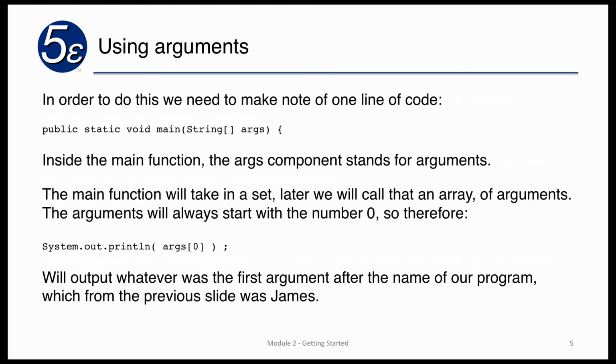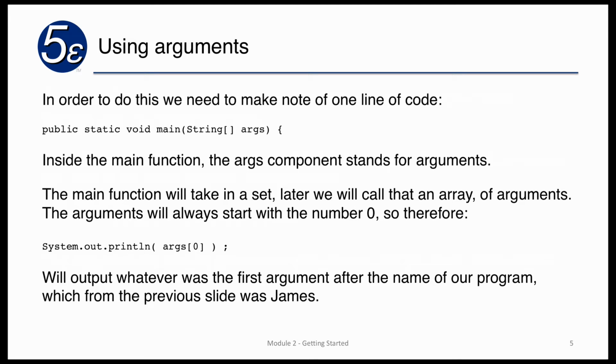So in order to do this, we need to make note of one line of code. In all the code that we've seen, we have this public static void main(String[] args). Well, inside this main function, the args component stands for arguments. Now technically it could be any variable, but it's pretty much best practice to just keep it as args. The main function will basically create a set, which we'll call an array, of arguments. So we can pass in any number of these, what we would call strings.